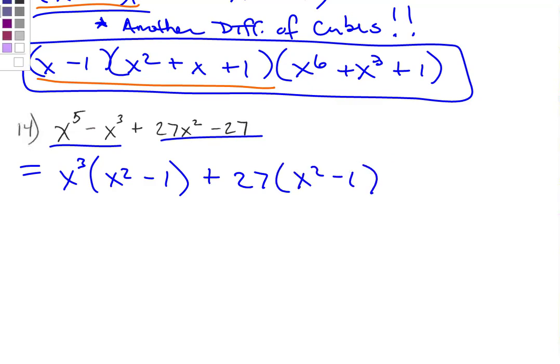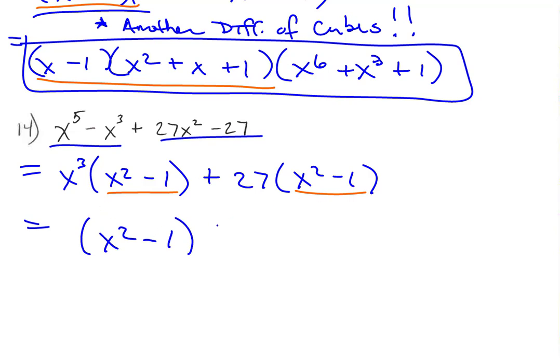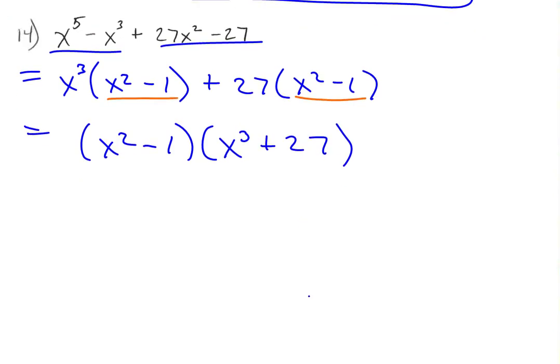Okay, so good news is this is working out where these parentheses match, which means factoring by grouping is so far so good. We'll go ahead and then continue by factoring out that repeating set of parentheses here, the x squared minus 1, and then after it, put what was in front of those, which would be an x cubed plus 27. And then always check to see if we're done.